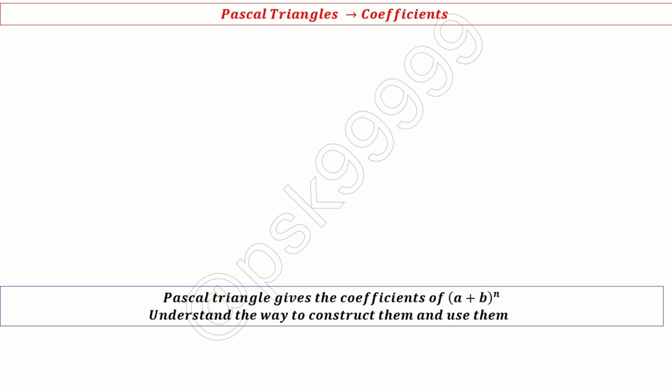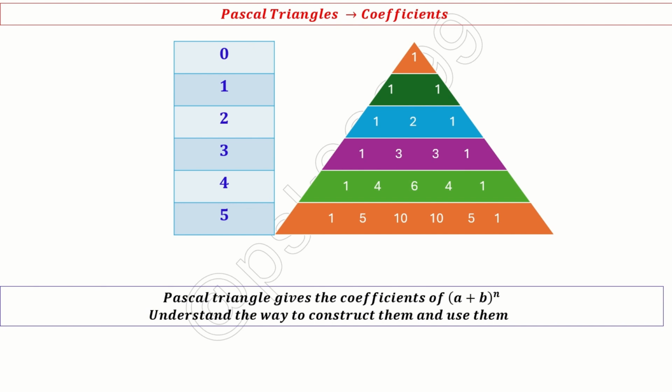We know from the previous chapters about the Pascal triangle, how to find the coefficients of a plus b whole power n. So this is how we find. If it is a plus b whole power 0, which is 1, on the top of the triangle we have 1. If it is a plus b whole power 1, then it is nothing but a plus b, so the coefficients are 1 and 1. A plus b whole square, coefficients are 1, 2 and 1. Similarly it goes on like this.